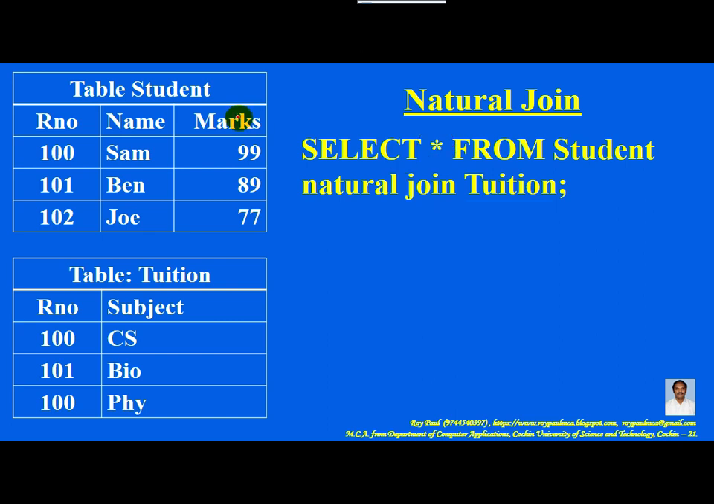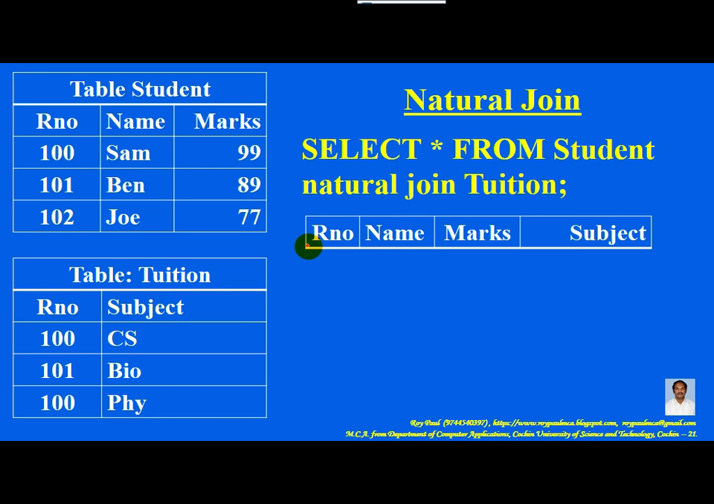So how do you get the output? Here you can write all the columns of the parent table followed by all the columns of the child table. But this is an identical column, so it should be written only once. So the output will be all the columns of the first table followed by all the columns of the child table, but this being an identical column, it is written only once.